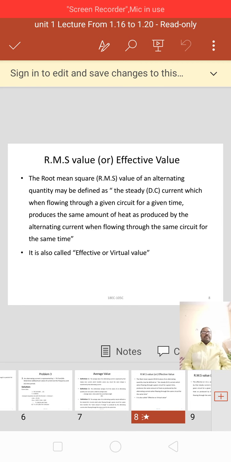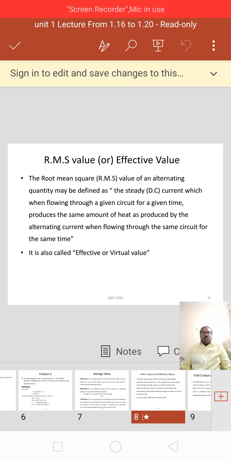Average value can be defined as the amount of energy that can be transferred from one circuit to the other circuit at the same time; that same amount of energy is nothing but the average value. Now another concept is RMS value or effective value.